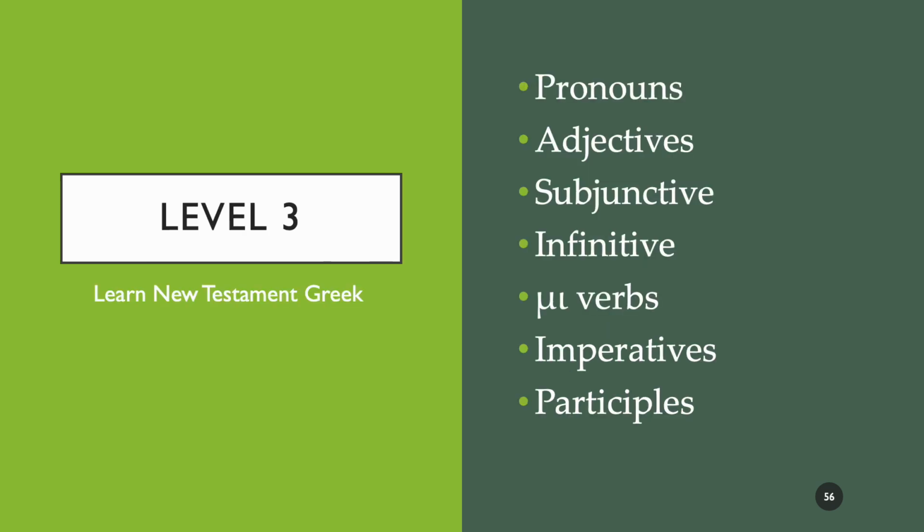So that brings us to the end of this video. As we continue in level 3, we're going to look at pronouns, lots of different types of them, and adjectives. So there'll be two parts to that. Firstly, the pronouns, secondly, the adjectives, but they naturally go together. Then the subjunctive mood, which we'll spend a few weeks on and then do a bit of practice. The infinitive mood, mu iota verbs, which as I've said are a little bit different to normal verbs. The imperative mood for instructions and commands, and then participles.